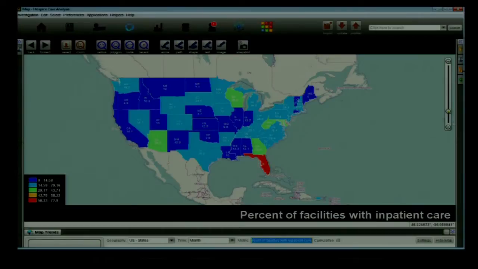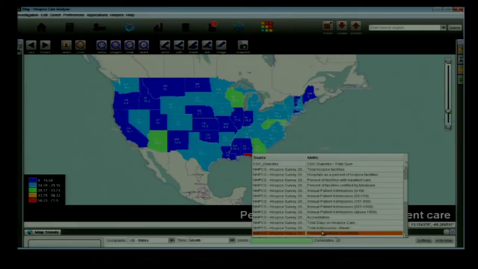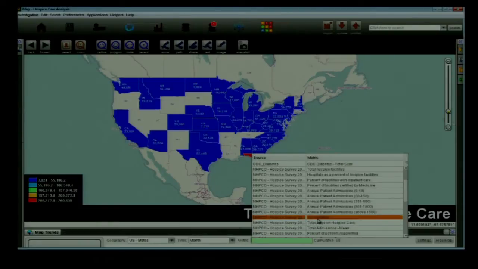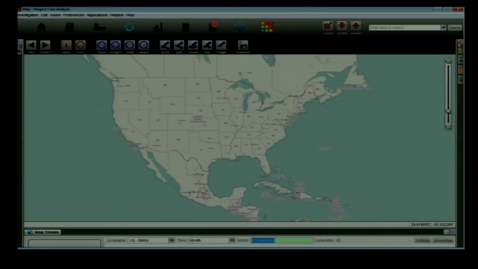This is also a retirement center. I can also look at volume, so total days on hospice care, and again, we're seeing Florida as an outlier, which possibly makes sense. But let's look at accreditation, so what percentage of the facilities in this area have received any form of accreditation, and Florida is relatively low. Needless to say, I'm interested in Florida. Given the high volume of patients and these outliers, there might be some fraud happening here. So at this point, I'll want to bring in my claims data.